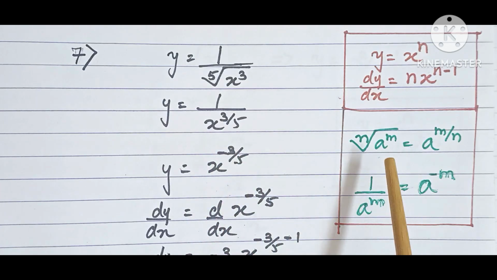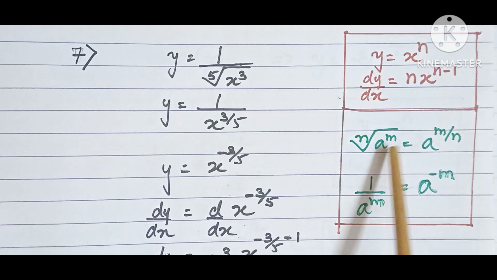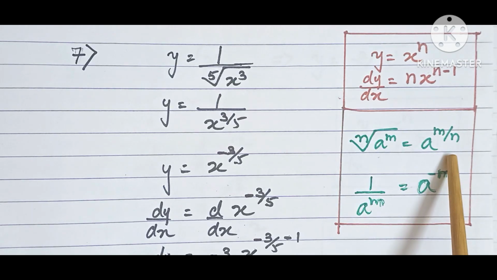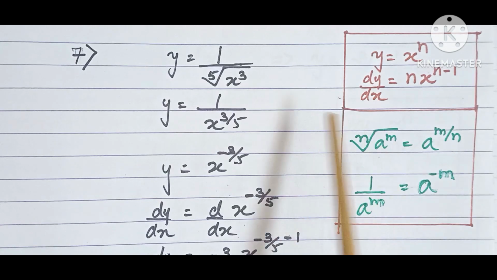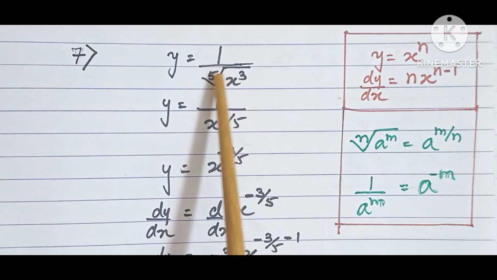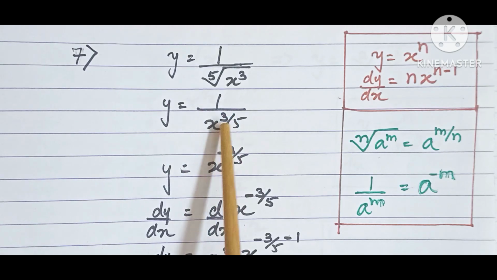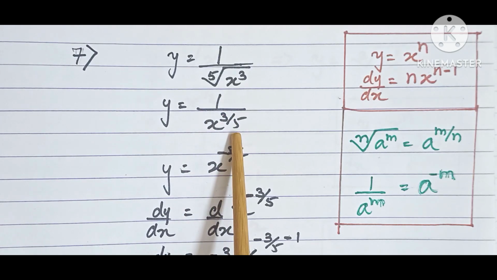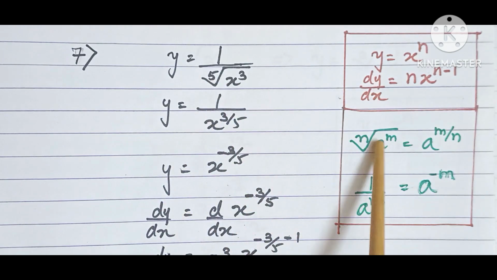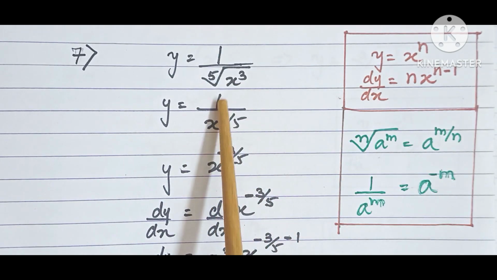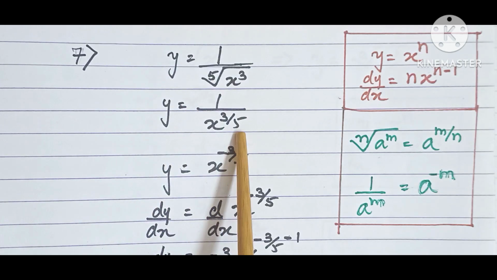So, let us first use this particular property, that is nth root of a raised to m is equal to a raised to m by n, where n is the order and m is the power. So, we can write 1 upon 5th root of x cube as 1 upon x raised to 3 by 5, as n is 5 and m is 3. So, using this particular property, we can write this as y is equal to 1 upon x raised to 3 by 5.